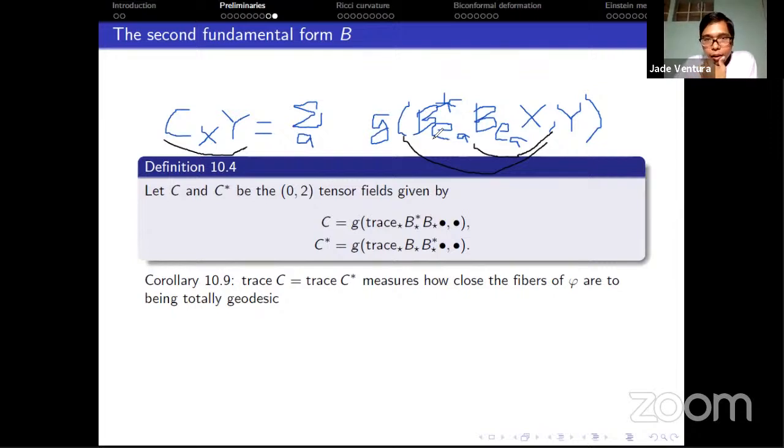And by the way, corollary 10.9 in my work, this C, which I defined in the work, has a geometric interpretation, namely the trace of C, which is equal also to the trace of C star, measures how close the fibers are to being totally geodesic.